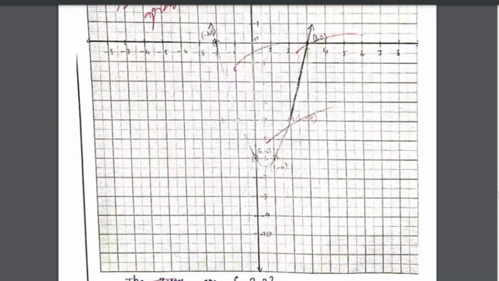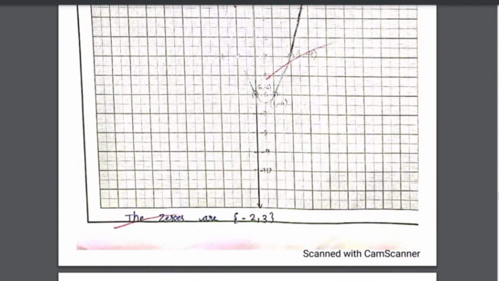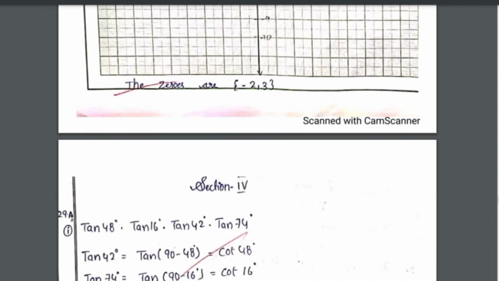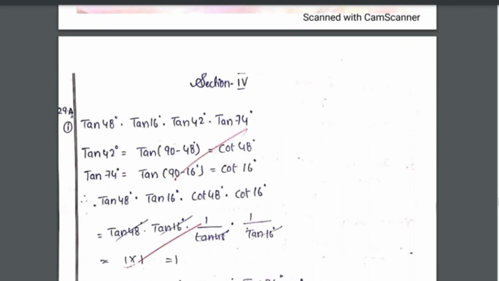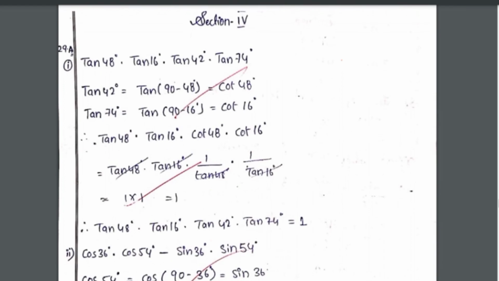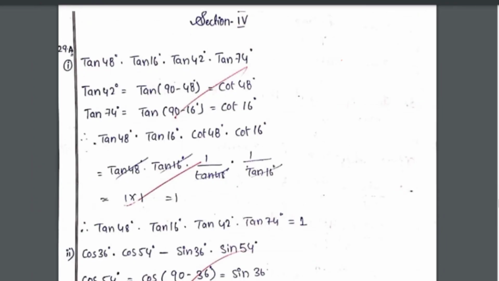Okay, if you want this graph procedure, it takes 15 to 20 minutes to explain this graph. So the graph link I will give in the description, so you can go and check it, how to draw the graph. And for this example they gave tan 48 into tan 16, tan 42 into tan 74. Once you check the question here, yes, this is a choice problem. So exercise 11.3, question number 2, this one. Okay, direct problem. You can refer to how she did it.